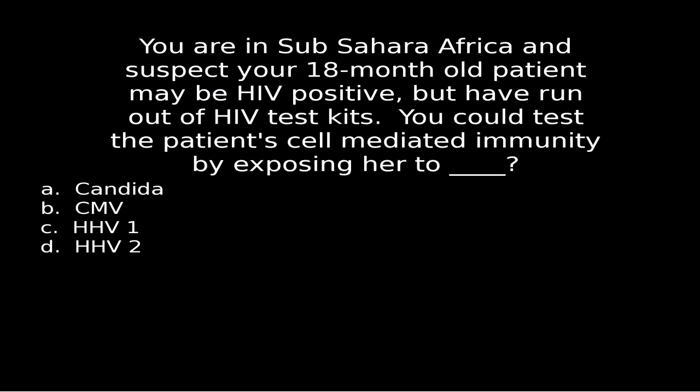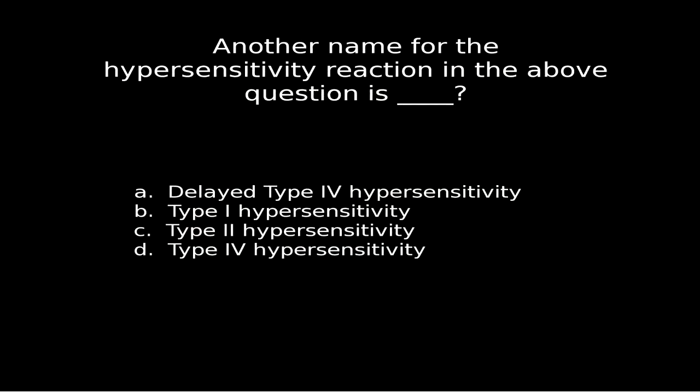You also always want to think about, for example, if you give somebody a TB test and they're HIV positive, or they're an older person, they're not going to mount that big welt if they're HIV positive. That's why the requirement for the millimeters of having a positive PPD test are reduced for HIV and are reduced for immunocompromised people. Number 5 is another name for hypersensitivity reaction in question number 4 is what?